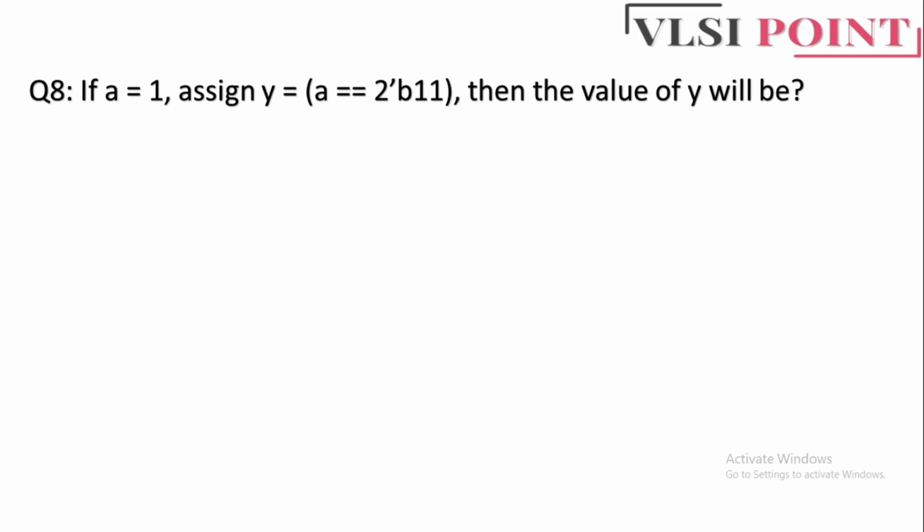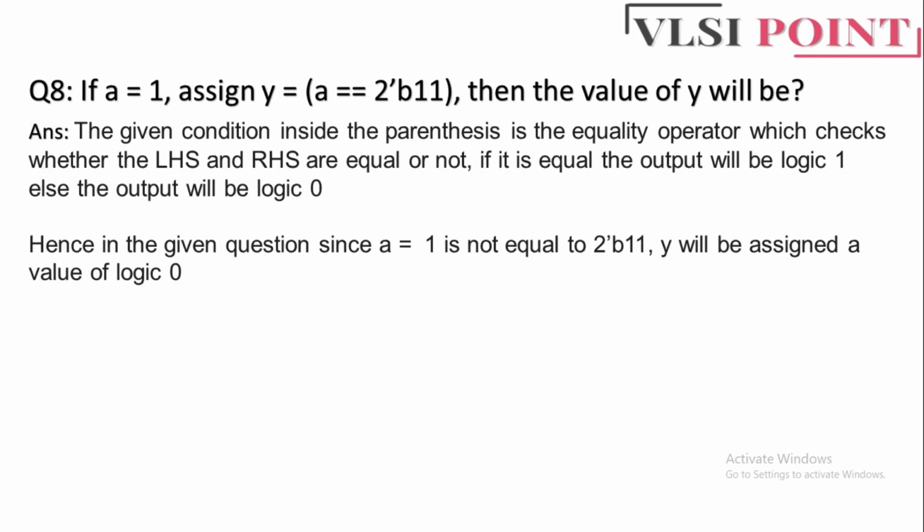But here the A value is 1. In binary, 1 is nothing but 2'b01. So this A is not equal to 2'b11. That means a low value will be assigned to Y. So Y is nothing but logic 0. This is the final answer.